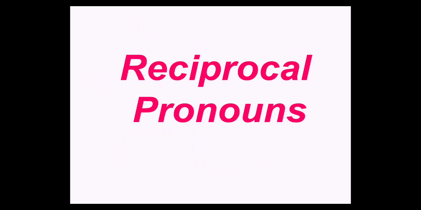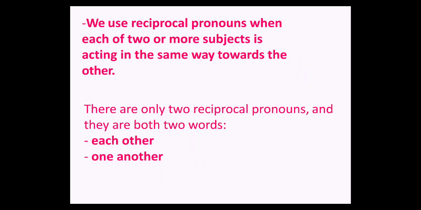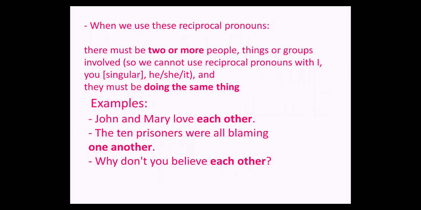Reciprocal pronouns. We use reciprocal pronouns when each of 2 or more subjects is acting in the same way towards the other. There are only 2 reciprocal pronouns, and they are both 2 words, each other or one another. When we use these reciprocal pronouns, there must be 2 or more people, things, or groups involved. So we cannot use reciprocal pronouns with I, you singular, he, she, it, and they must be doing the same thing.